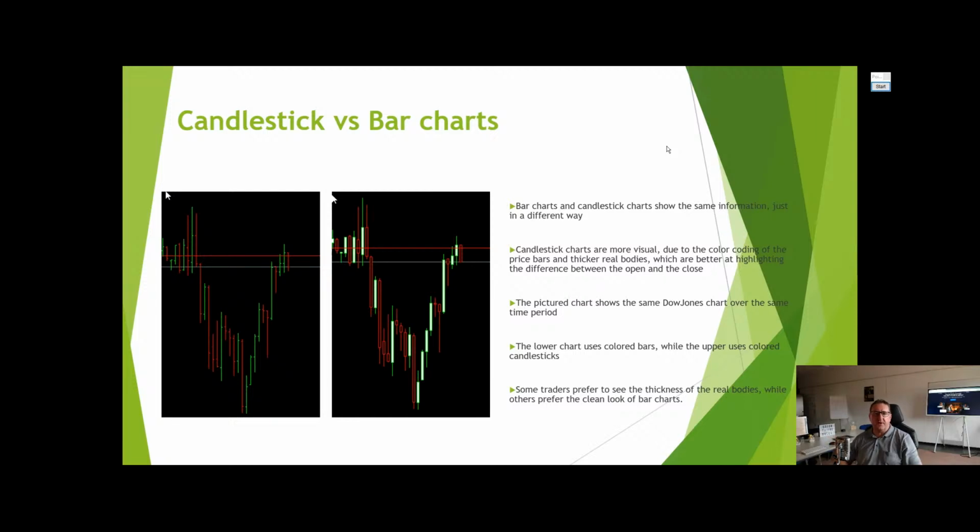Here you see the difference. The picture charts show the same Dow Jones over the same time period, but it looks a little bit different. The lower chart uses colored bars, while the upper uses colored candlesticks. Left is bar chart, and right is candlestick. So it's just what you prefer. The information is exactly the same.